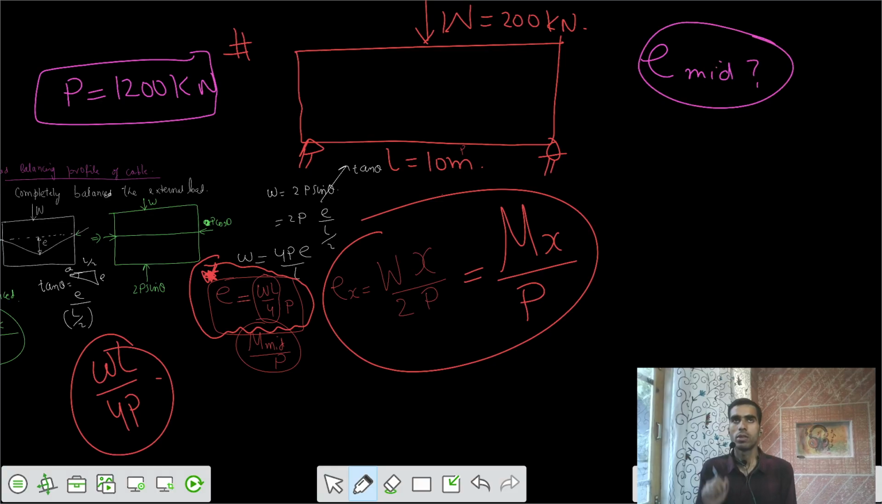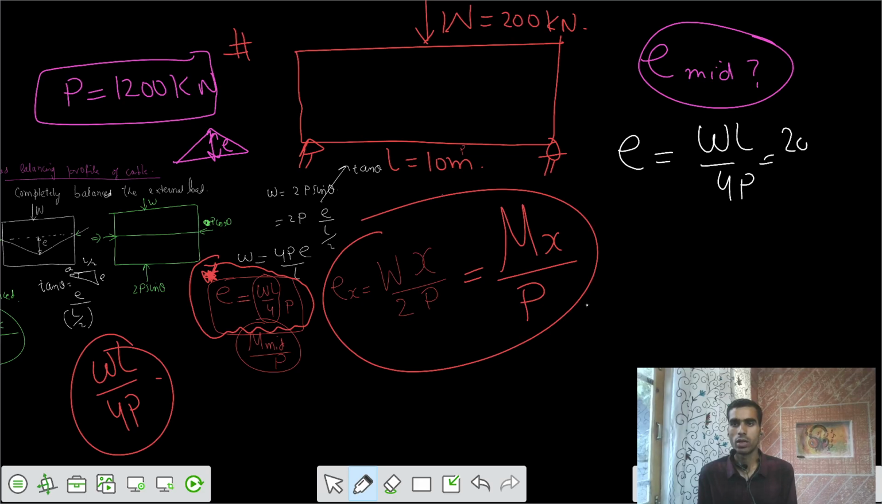I know that for the vertical load, my profile corresponds to the BMD caused by that load. So the BMD caused by that load is in this fashion, that triangular. So my profile should also be in that fashion. So I would say what is this value of E at the midspan such that complete balance of that load is going to happen. So for that I would say your eccentricity is equal to WL by 4P.